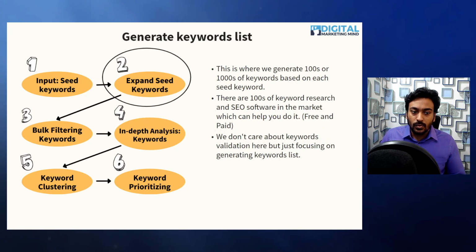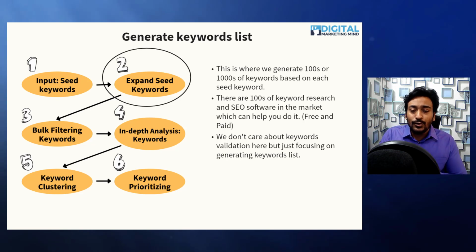The second step is where we generate a keyword list based on these seed keywords, generating hundreds or thousands of keywords from the seed keywords we have. There are hundreds of keyword research and SEO software in the market, even some free ones, or you can also do it manually by going into Google and collecting autocomplete results and related keyword results. There are hundreds of ways, but the logical step is to expand the seed keywords we got into as many keywords as possible.